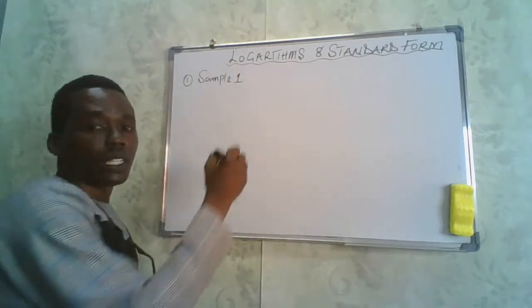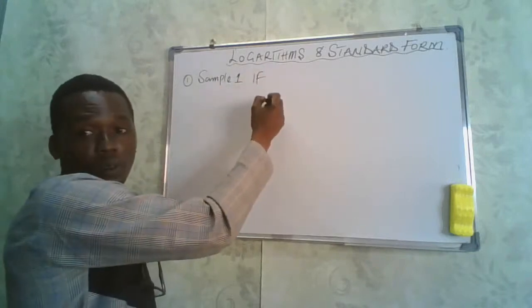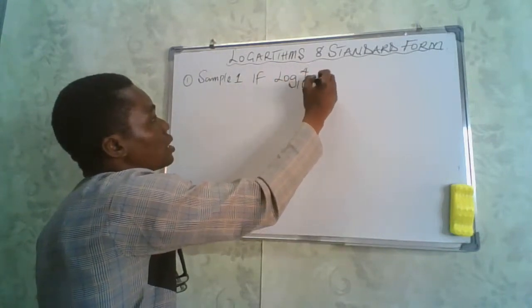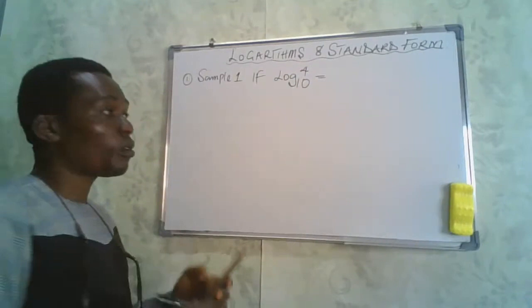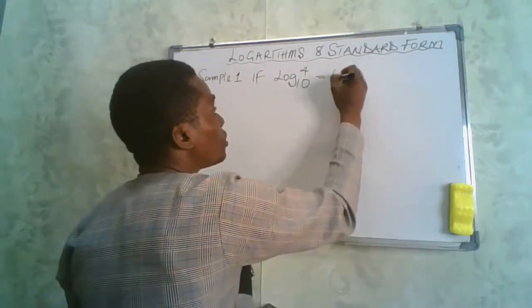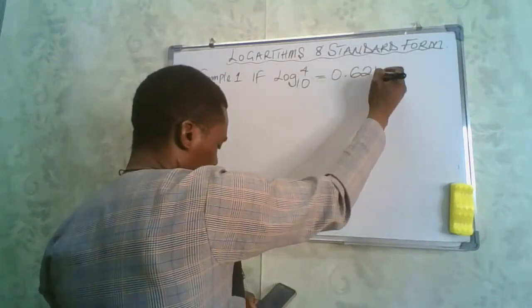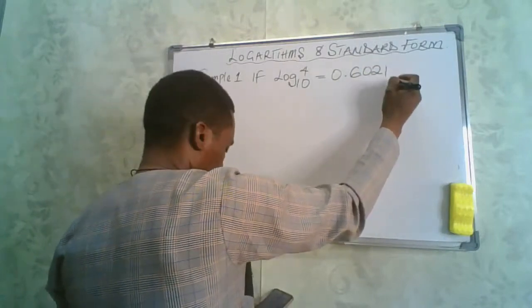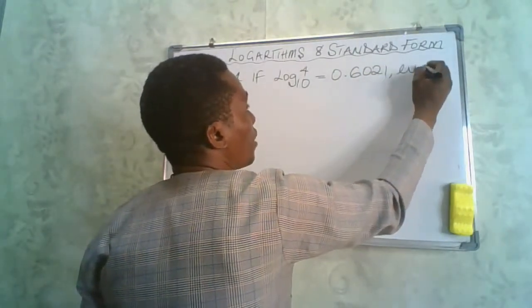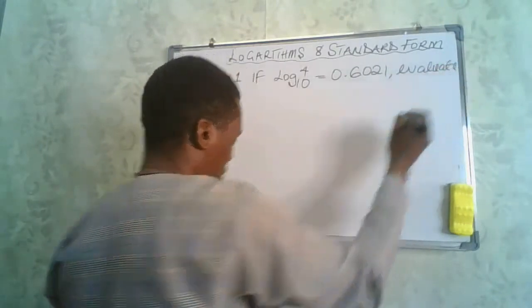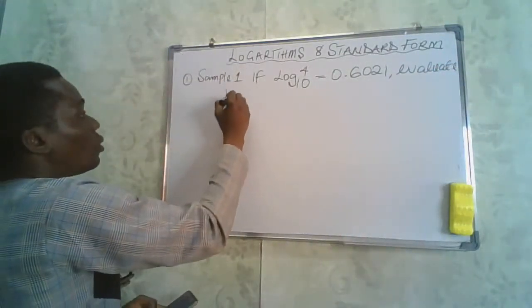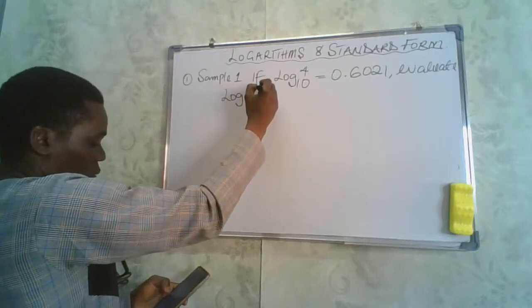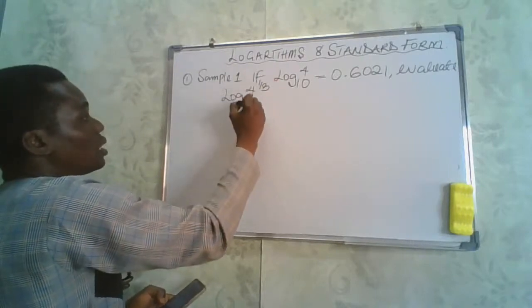The question says, if log 4 base 10 is equal to 0.621, you are asked to evaluate log of 4 to the power of 1 divided by 3, base 10.